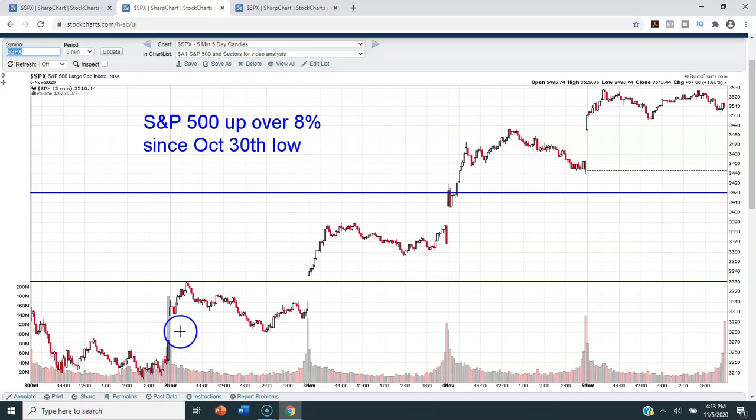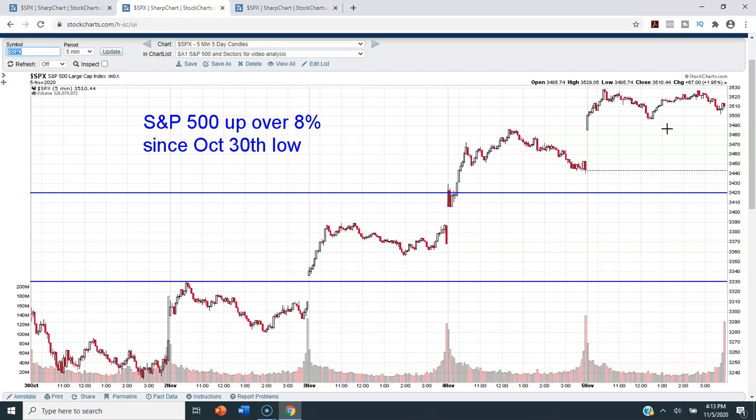But I wanted you to see this 5-day, 5-minute candlestick chart so you really understood just how the market has been gapping up and gapping up and gapping up at the open, and the fact that we are up 8% in basically 4.5 to 5 trading sessions.